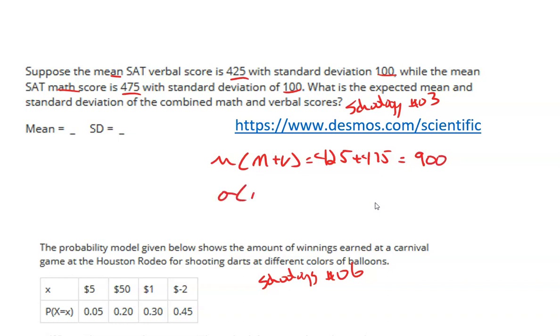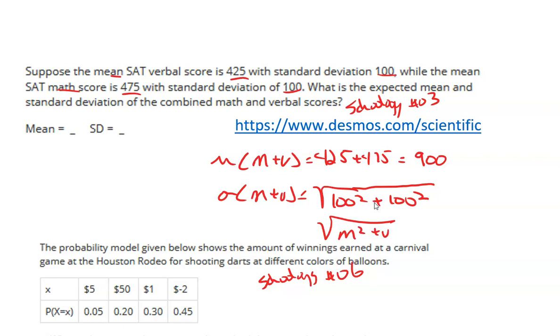Now the standard deviation of the math plus the verbal, remember when you combine two standard deviations, you need to do that Pythagorean theorem of statistics, which is the square root of 100 squared plus 100 squared. Like the square root of m squared plus v squared, math squared plus verbal squared. And I've noticed a lot of people struggled putting this into like Google, trying to figure it out, 100 squared plus 100 squared, or if there's decimals, it gets a little tougher even.